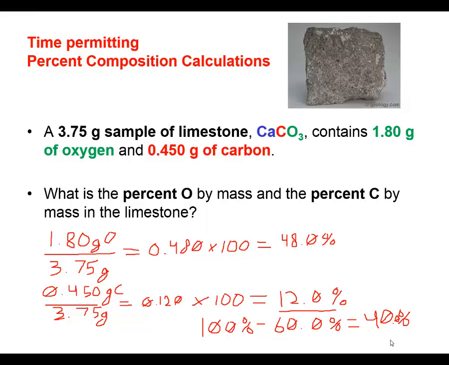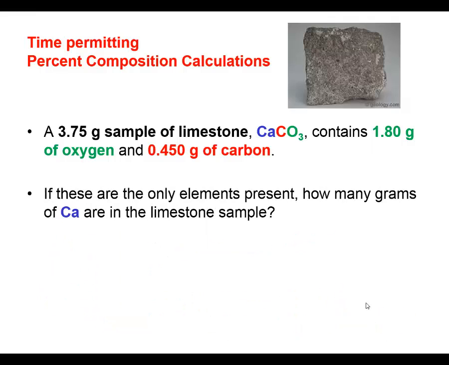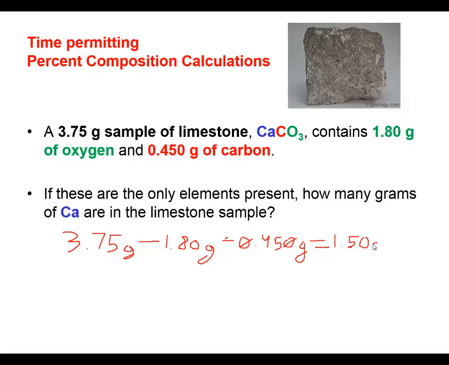Now I could have found this by another method. I could have also calculated my mass percent of calcium by determining the mass by difference. So I could take the 3.75 grams of my limestone sample, which has all three elements present in it, and subtract the other element masses that I know. So I know that I have 1.80 grams of oxygen, and I have 0.450 grams of carbon. If I subtract those masses from the mass of the original sample, then the difference in mass must be the one element that we didn't identify by analyzing the sample. So that would give me a mass difference here that would be 1.50 grams. So I must have 1.50 grams of calcium in my sample.